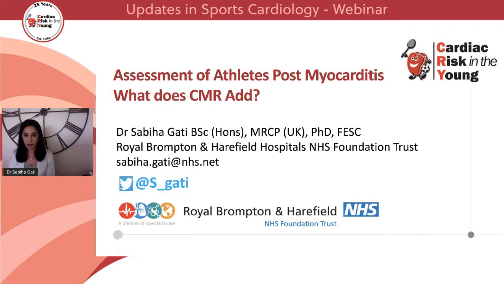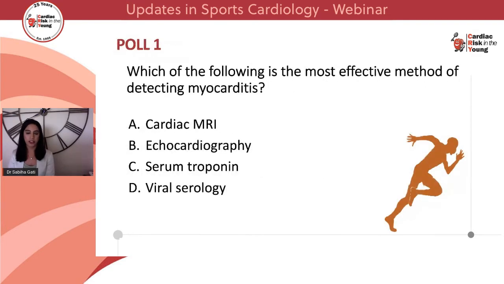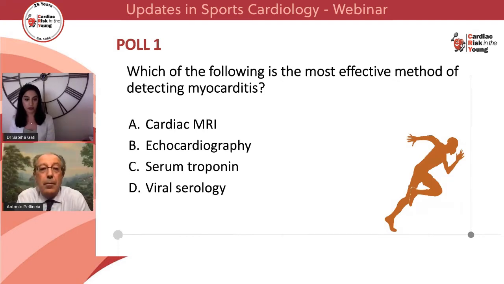What does CMR add? The objectives of this session will be to cover the epidemiology and the natural history of myocarditis, the decisions relating to the diagnosis of this condition, the role CMR plays in both the diagnosis and determining prognosis, and then we'll go through how we use CMR to guide decision-making in athletes with myocarditis. So I'd like to start off with my first poll question to the audience. Which of the following is the most effective method of detecting myocarditis? Is it A, cardiac MRI, B, echocardiography, C, serum troponin, or D, viral serology? Please cast your votes.